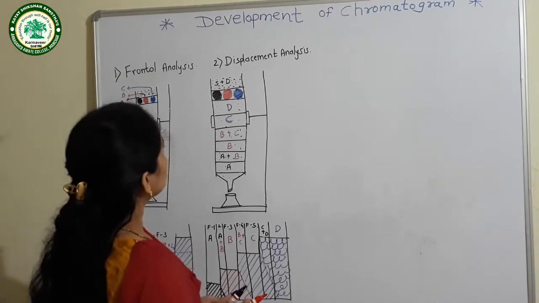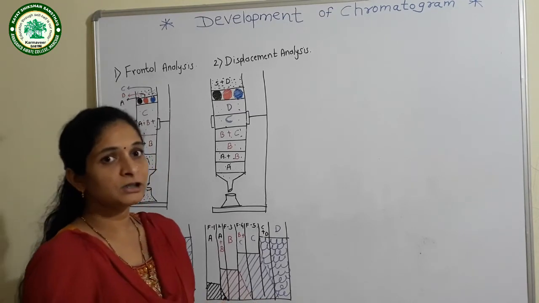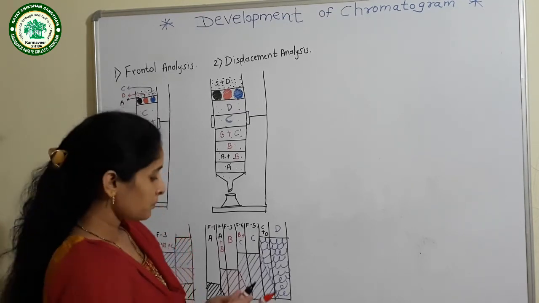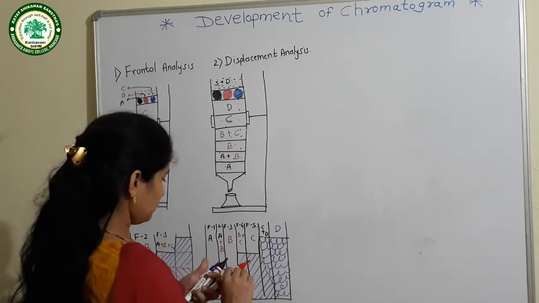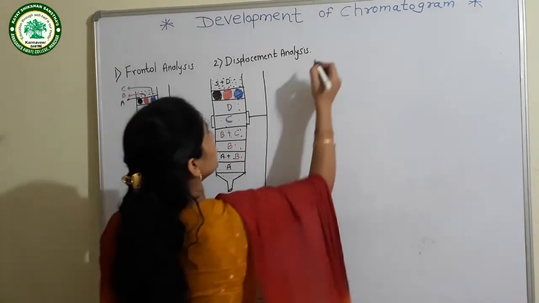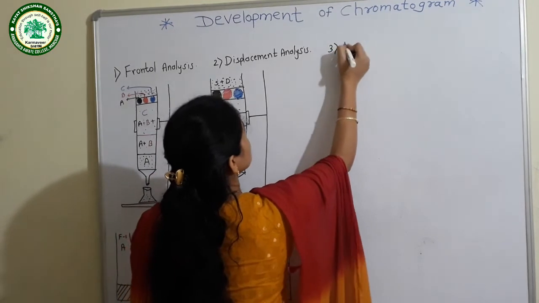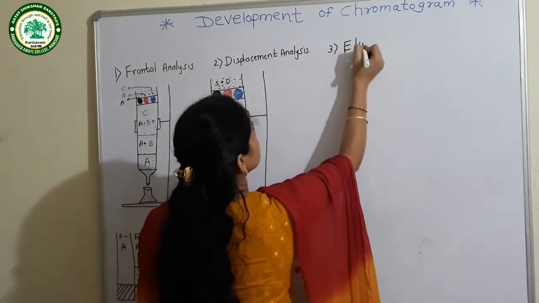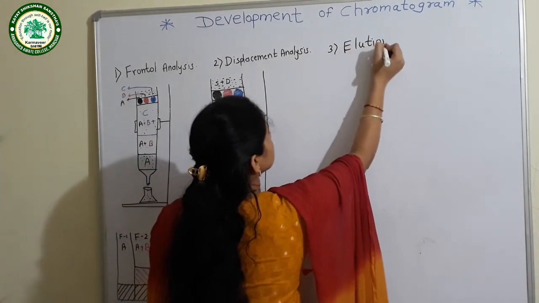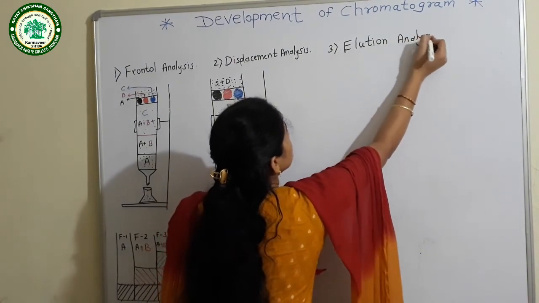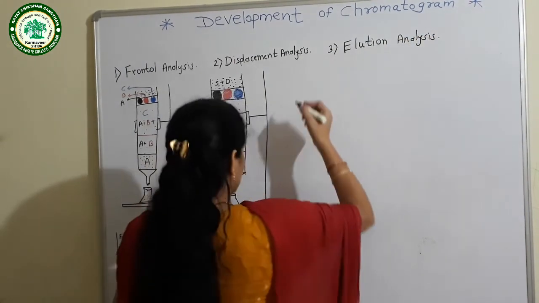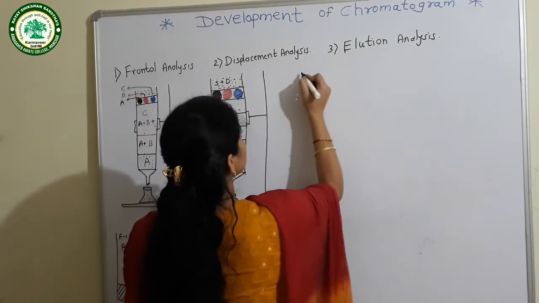Now we are coming towards the third method, which is mostly used in the separation of the mixture. Which is the third method? It is the elution analysis. Now what is this elution analysis?